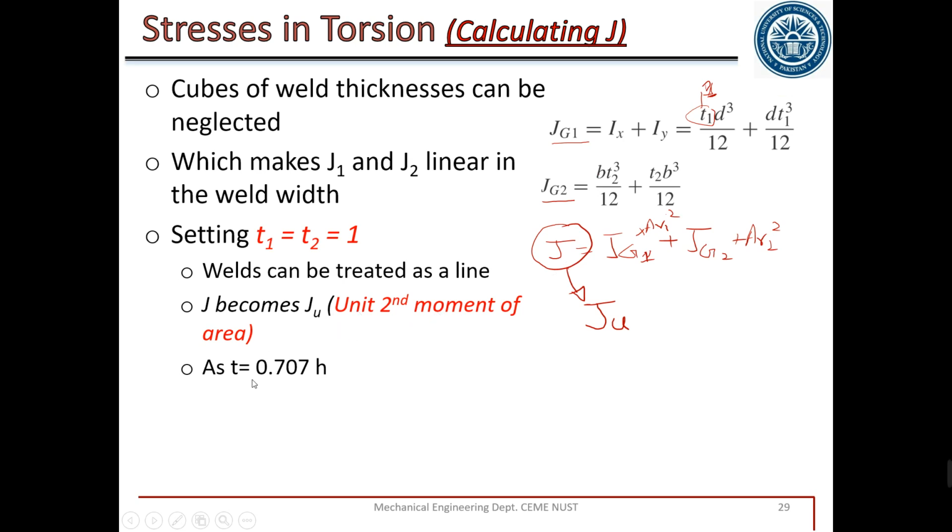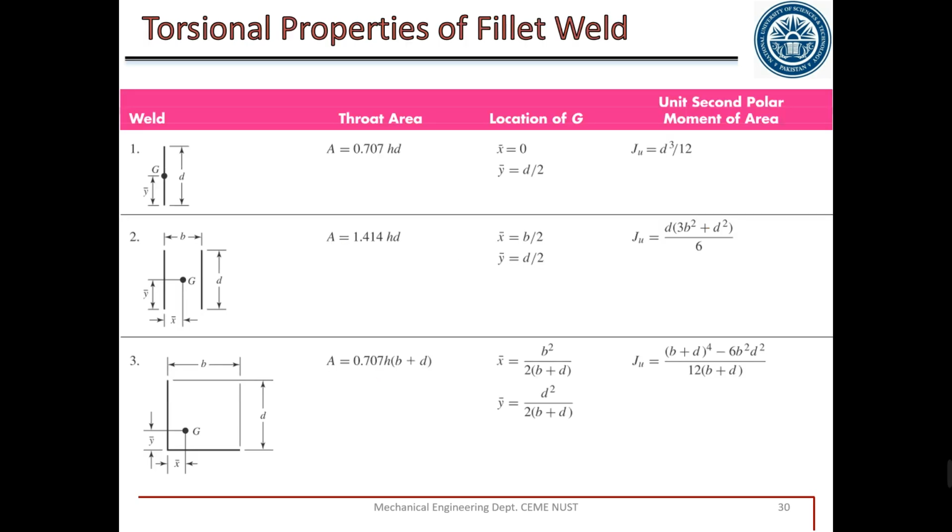From this Ju, when we have a value of Ju, multiplying it with 0.707 h, where h is the weld size and 0.707 h is t, will give us J. So Ju is independent of weld size and J is dependent on weld size. And what is the advantage? These values of Ju are given in a table. You have tables for any type of torsion. This table is for torsion.